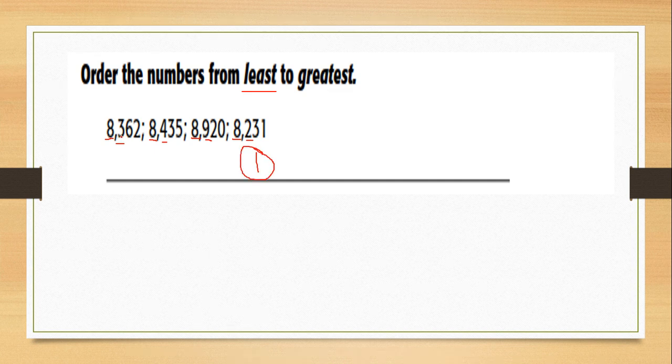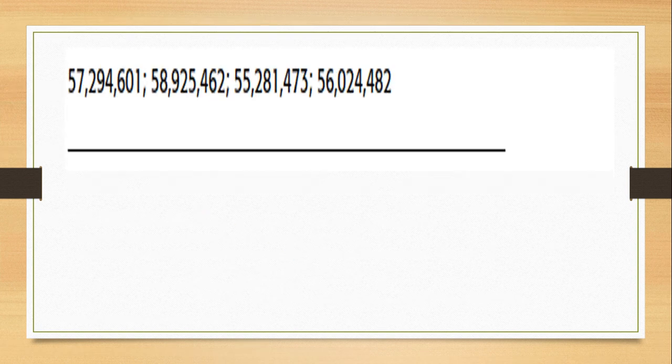Don't forget, here we have 3, 4, and 9. Which is the smallest one? Of course, 3. Then it will be 4, and the last one would be that. So 8231, this is the smallest one. Then we have 8362 and 8435, and the last one will be 8920. Okay, my dear? Okay.